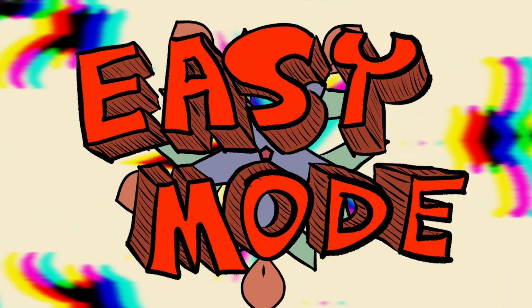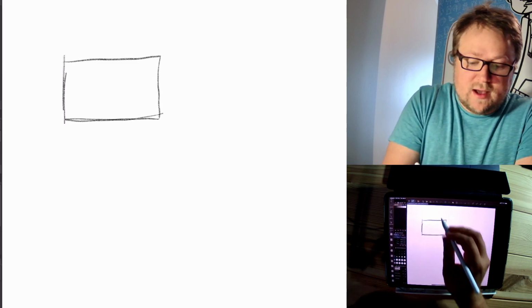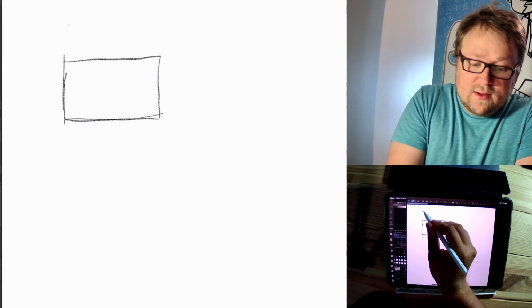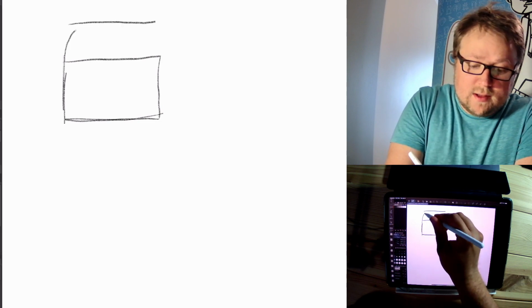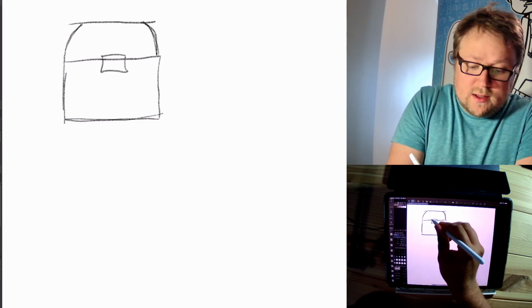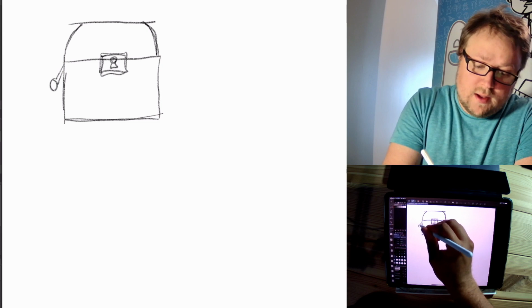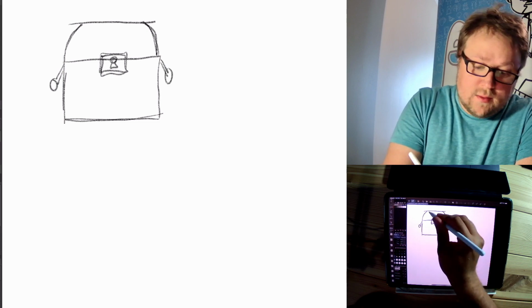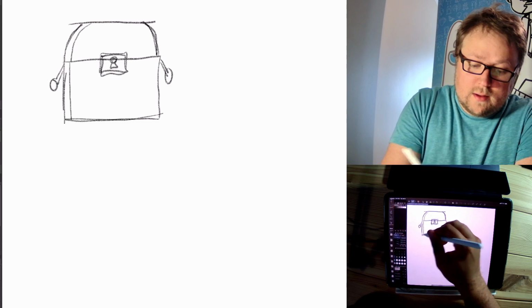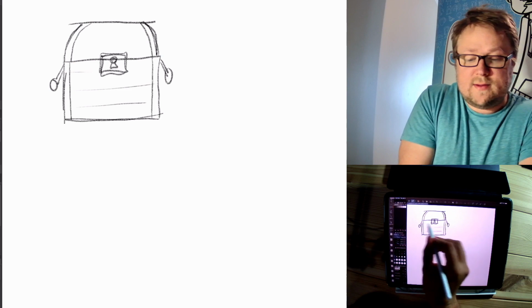Easy mode! So we're just gonna start by drawing a really simple treasure chest. Just from the front, a rectangle, and then there's going to be the lid, which kind of curves up like this. And we're going to put a little keyhole on the front, little lock. And we'll put handles on the side, put a metal band along the edge, and then the wooden slats.